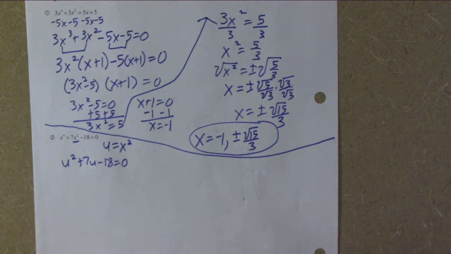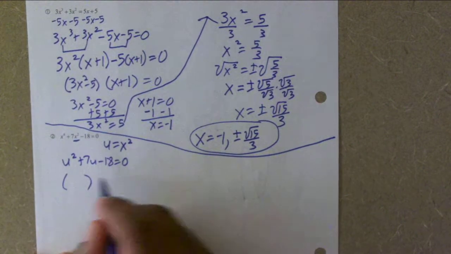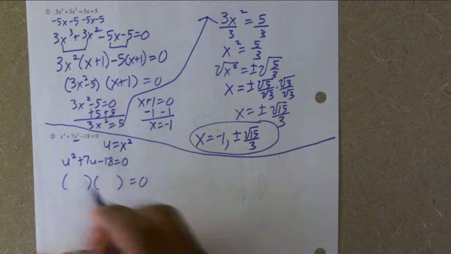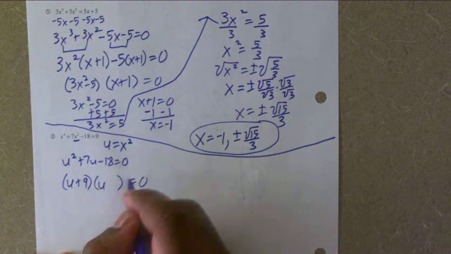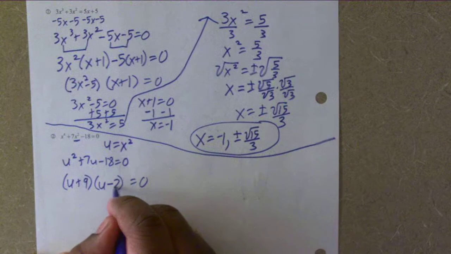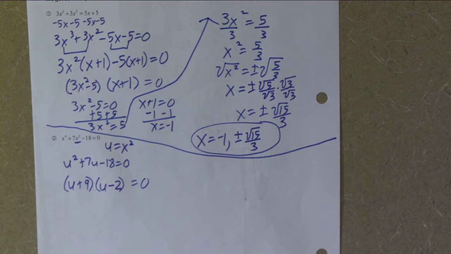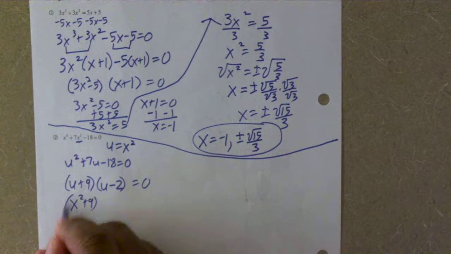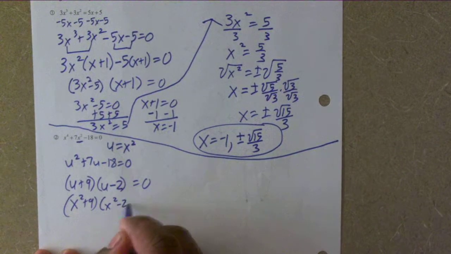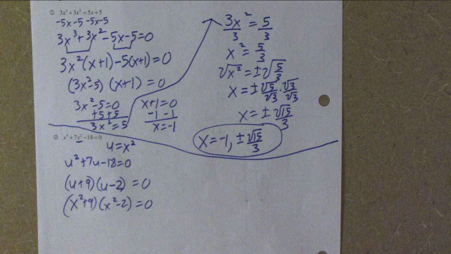Now, since we've been through factoring countless times, we will factor this out to be u plus 9 and u minus 2. U plus 9 times u minus 2. Now that we have this, we will substitute back in the x squared. So we have x squared plus 9 and x squared minus 2, and that equals 0.